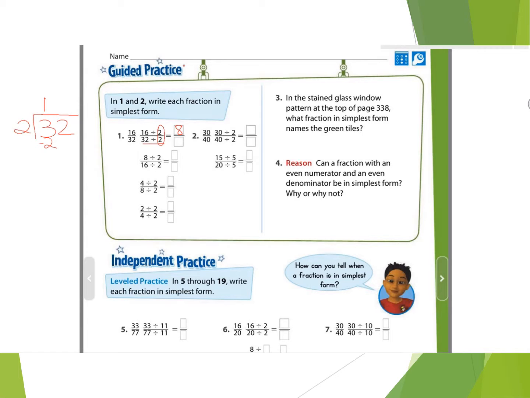Again, both of those are even numbers, so I know we're not done. So we're going to divide by 2 again. 4 divided by 2 is 2. 8 divided by 2 is 4. Again, both of them are even, so both of them can be divided by 2. 2 divided by 2 is 1. 4 divided by 2 is 2. 2 is a prime number. Its only factors are 1 and itself.